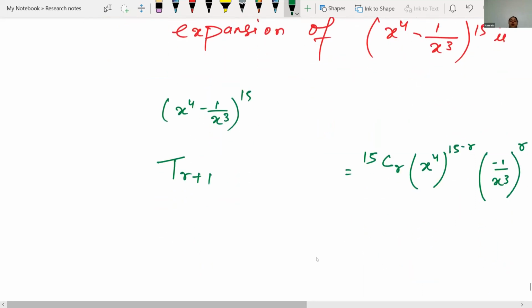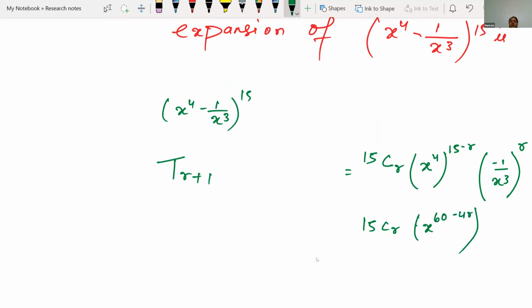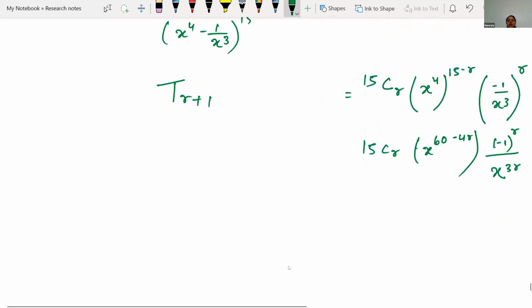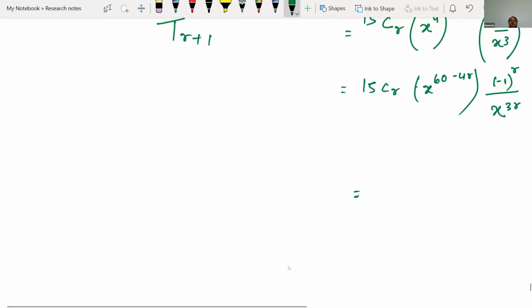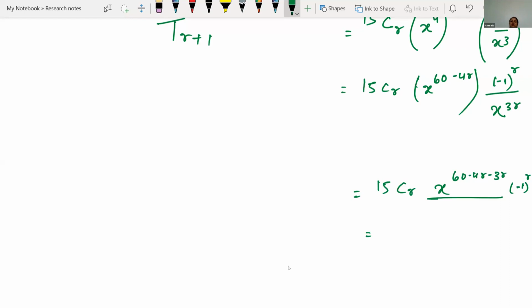Yes, ma'am. Here, just leave 15Cr as it is. Here we will be having x to the power 15 4 times 60 minus 4r. Here we will be having minus 1 to the power r divided by x to the power 3r. This x to the power 3r will come in the numerator and we will be having x to the power 60 minus 4r minus 3r. Getting it? Minus 1 to the power r is there and 15Cr is there. Is it okay? This much?